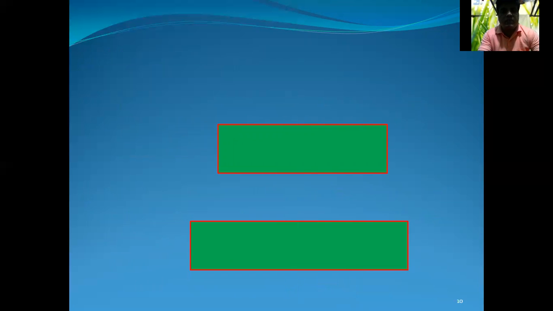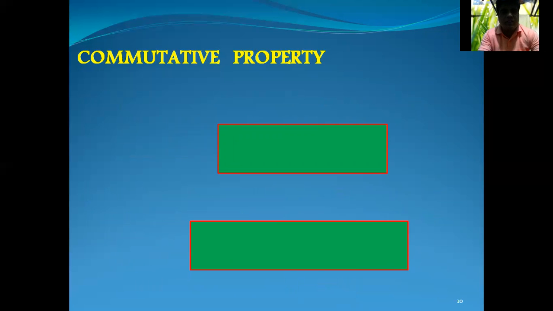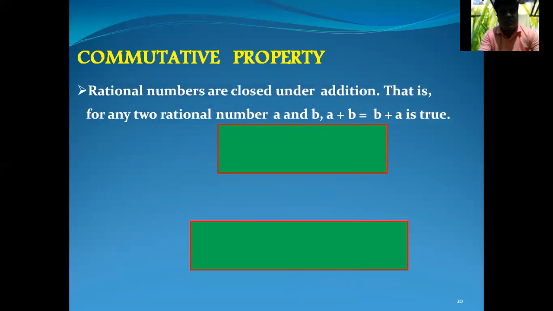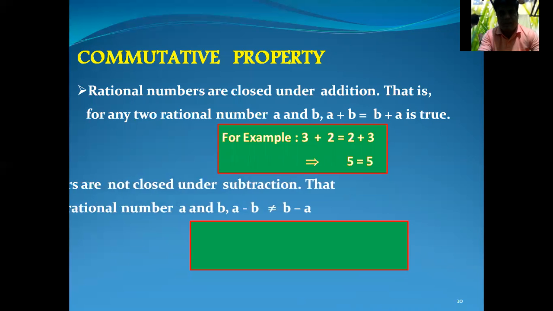Again, continuing with the properties of rational numbers, the next property we'll talk about is the commutative property. In this commutative property, rational numbers are closed under addition. That is, for any two rational numbers a and b, a plus b equals b plus a. For example, 3 plus 2 equals 2 plus 3 equals 5.